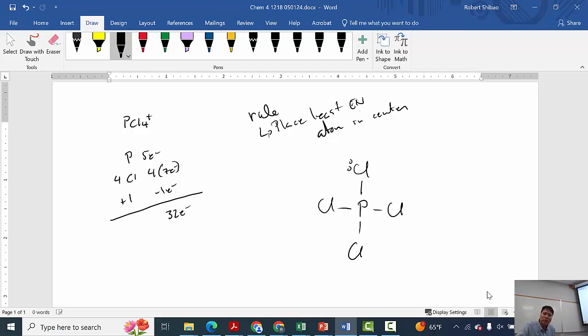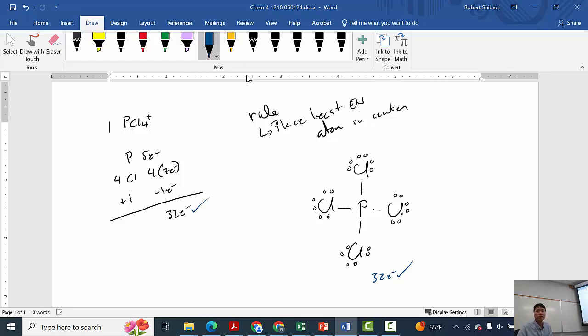And so what we try to do is we try to complete the octets to the more electronegative elements first, which would be chlorine. And so that would require 3 lone pairs on each chlorine, like so. And then phosphorus already has an octet, so I don't need any more electrons for that. But how many electrons have I used up now? 32. So that's correct. It's 32 electrons. So that's checked. Okay, what do I do next?